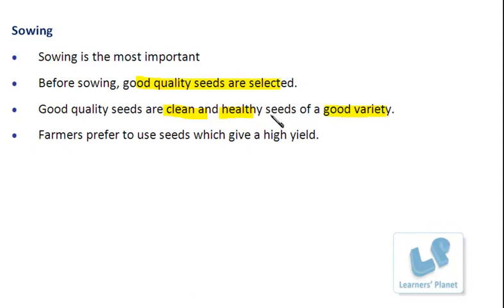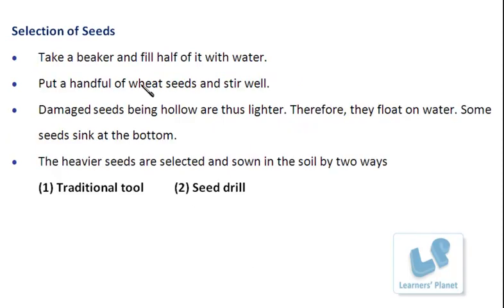So let me tell you how this selection is actually done. See, if you want to check which seeds are of good quality, take a beaker, a glass, a jar, or any container, and fill it half with water, right? And then place a handful of wheat seeds, or the ones that you want to sow in the soil, and after that, stir it well.